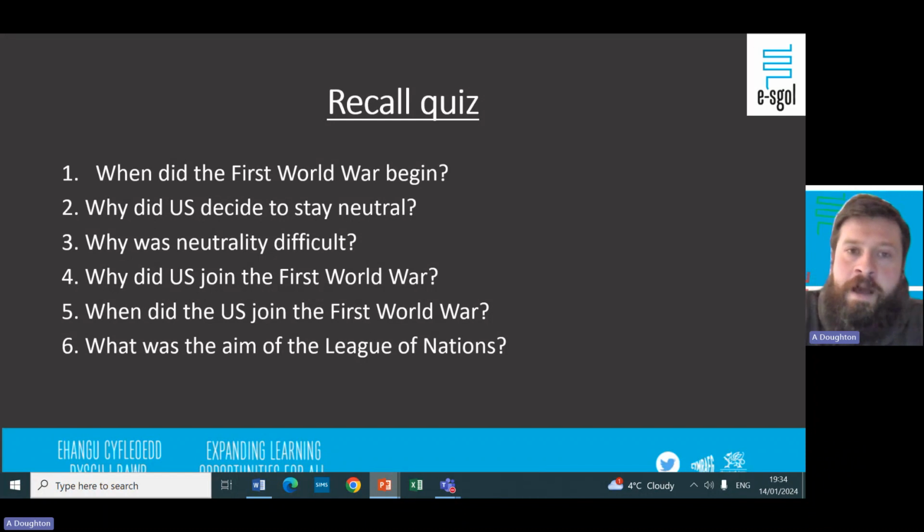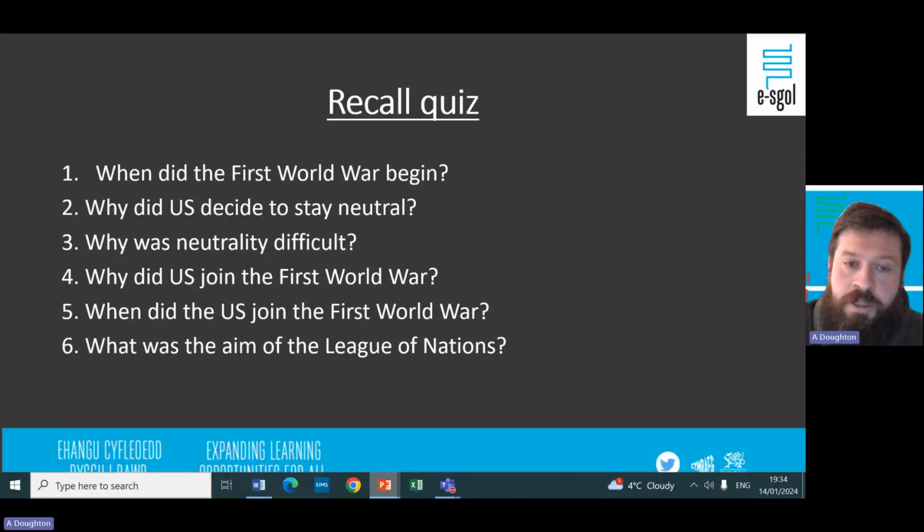Right, so the First World War began in 1914. The US decided to stay neutral because of public opinion being against entry, as well as Wilson being against it. He wanted to stay neutral. But neutrality was very difficult because of pro-British feeling, anti-German feeling, unrestricted submarine warfare, and also unequal trade with the Allies. So the US did end up joining the war, and the main reasons for that are unrestricted submarine warfare and the Zimmermann telegram. The US joins the First World War in April 1917.